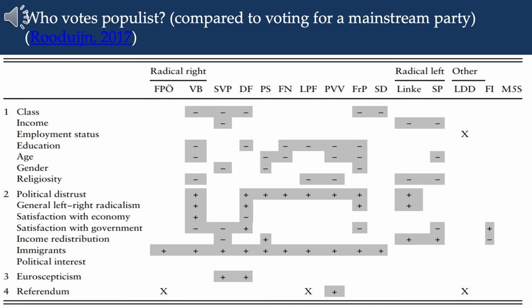And so what I want to hammer home here is that there is a constellation of different populist parties, and the drivers of voting for these are completely different. Please don't lump them all together. Okay, there is no one-size-fits-all populist voter.